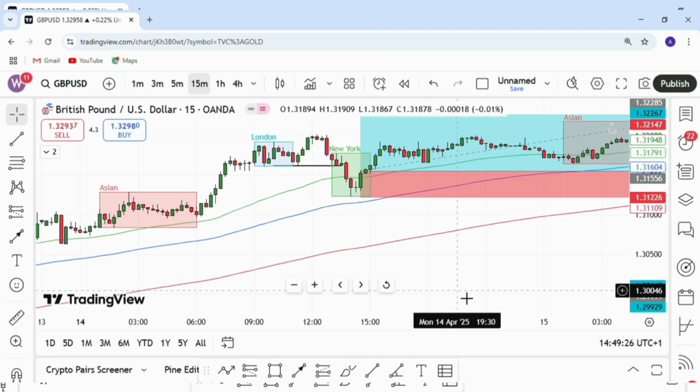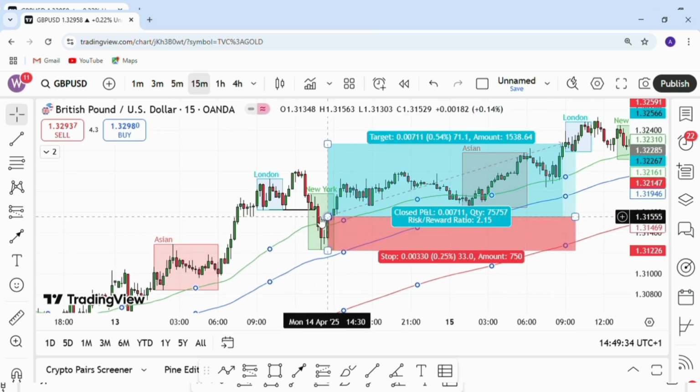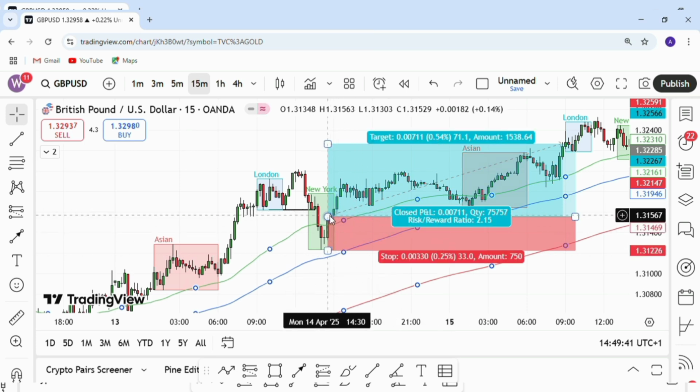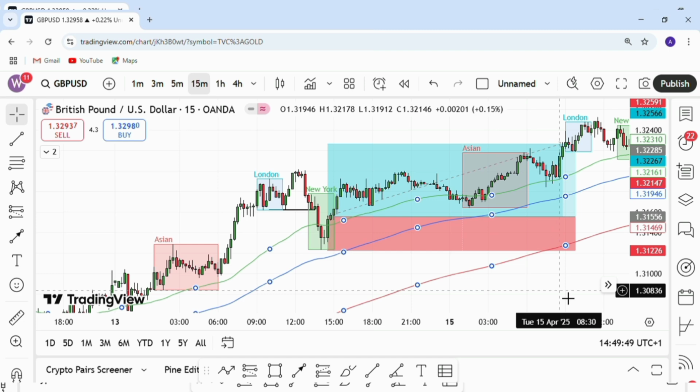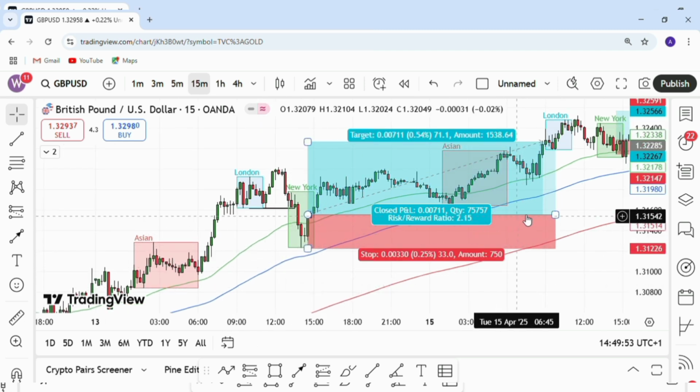As you can see, let me zoom in so I can see. We wait for London to get swept here. Once you have the sweep, then we wait for a bullish candle close. So this is the bullish candle close. At the break of the bullish candle close, we execute our trade with our entry model. Once you execute the trade, you put your SL below the liquidity sweep like this.